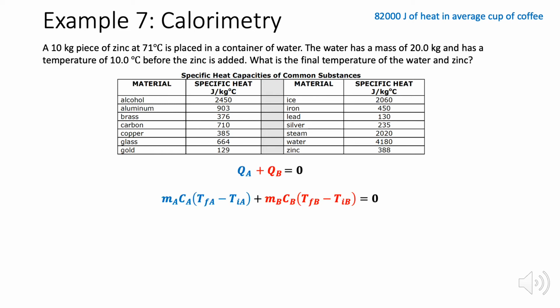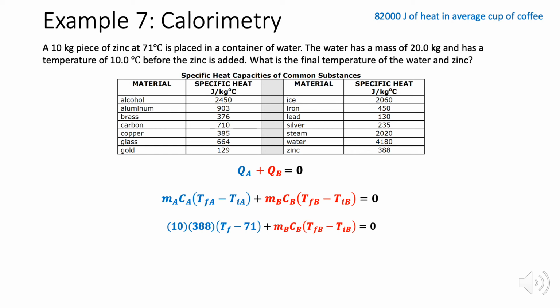All right? Now, let's start with object A, which I'll call zinc. Does it give me the mass of zinc? Yes, 10 kilograms. Does it give me the specific heat of zinc? Well, I have my chart, and the chart says 388. And does it give me the final temperature of zinc? No, because I'm looking for that. And does it give me the initial temperature of zinc? Yes, 71 degrees. Now, note in this question, TfA, which is the final temperature of the zinc, and TfB, which is the final temperature of the water, are going to be the same variable, the same thing.